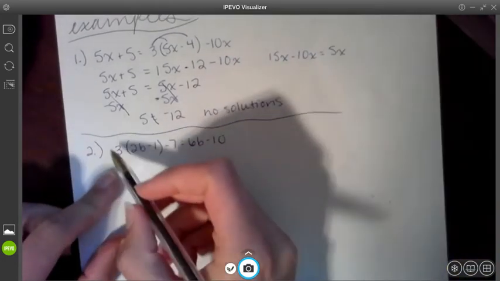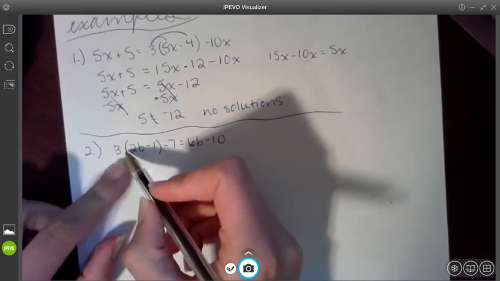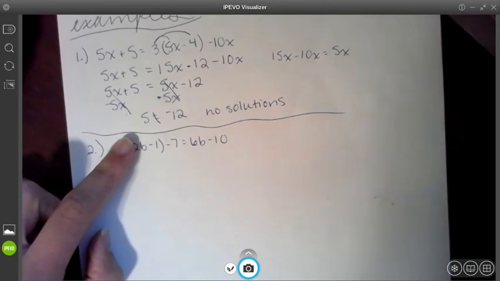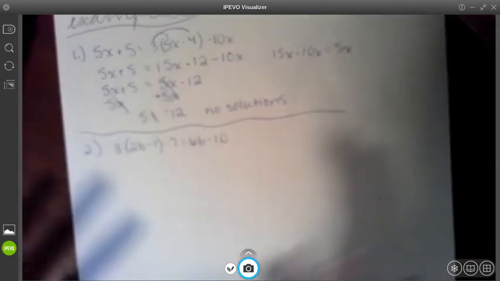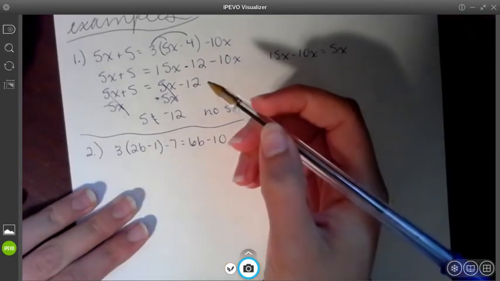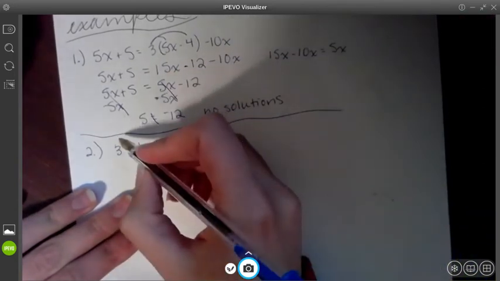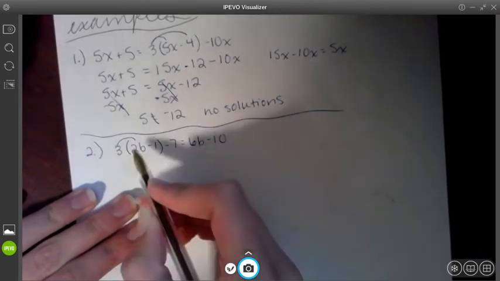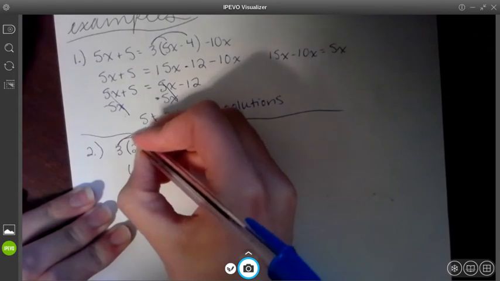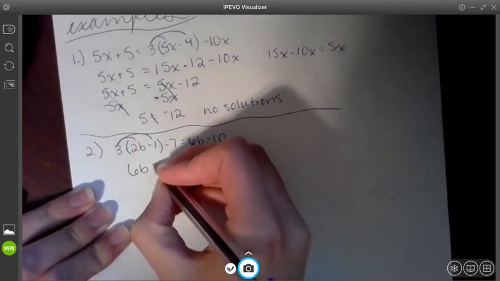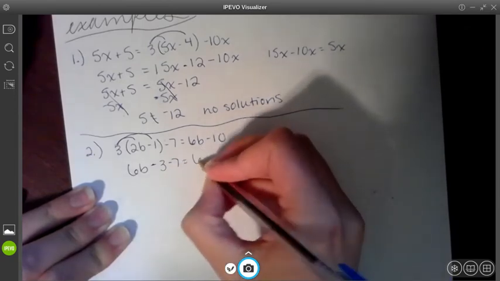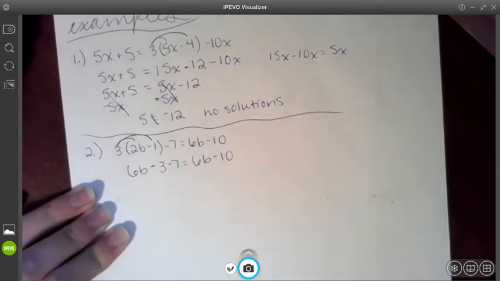Whenever you see a number being multiplied by a group with addition or subtraction in it, just distribute right off the bat most of the time, okay? At least in Algebra 1, distributing first is typically the easiest. So 3 times 2b, well, 3 times 2 is 6, so I got 6b. 3 times minus 1, well, 3 times 1 is 3, so minus 3, minus 7, right? And then we still have 6b minus 10, right?